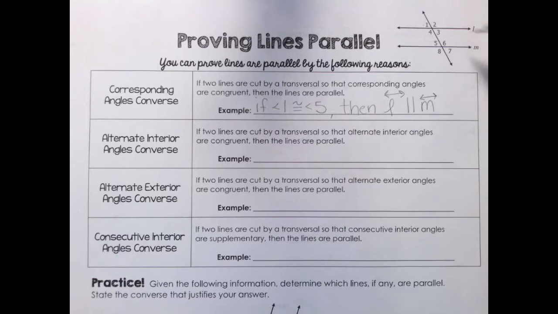We can say the same thing for each pair of corresponding angles here. So if angles 2 and 6 are congruent, these 2 lines are parallel. 3 and 7 are congruent, these 2 lines are parallel. And 4 and 8 are congruent, these 2 lines are parallel.